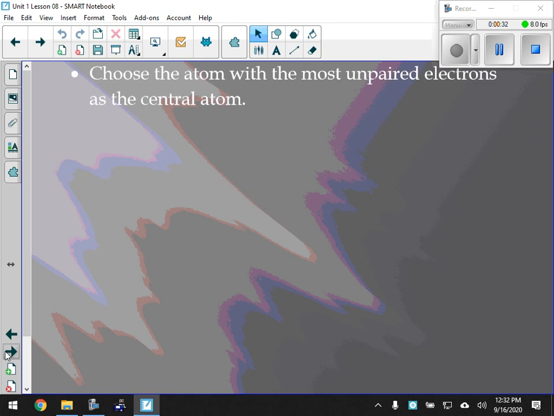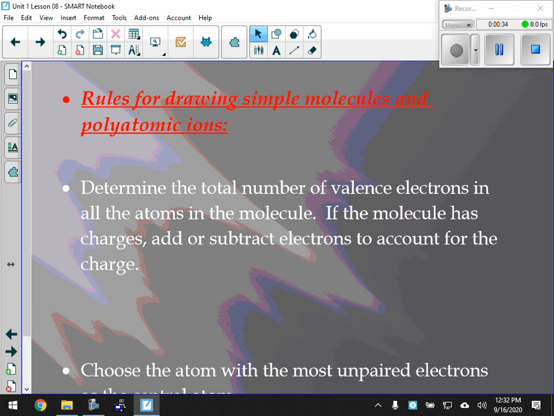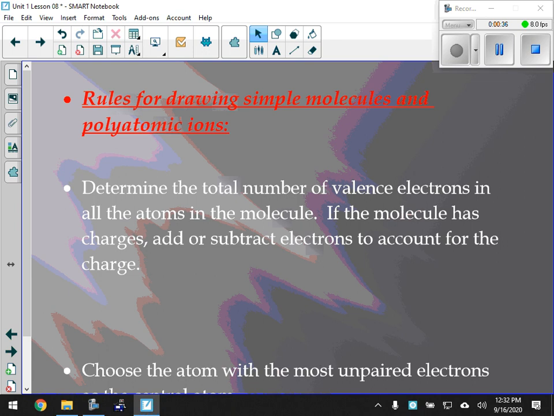Okay. We had all these notes here yesterday. Rules for drawing simple polyatomic molecules and polyatomic ions. Hopefully we'll get to the polyatomic ions, but I can't promise that today. We're going to add up some valence electrons, and valence electrons, of course, we're going to get from the Lewis diagram, yes? So electron dot diagram or Lewis diagram, that's where we're going to add up electrons from. Now, again, we'll have to add or subtract some electrons if there's a charge associated with it.